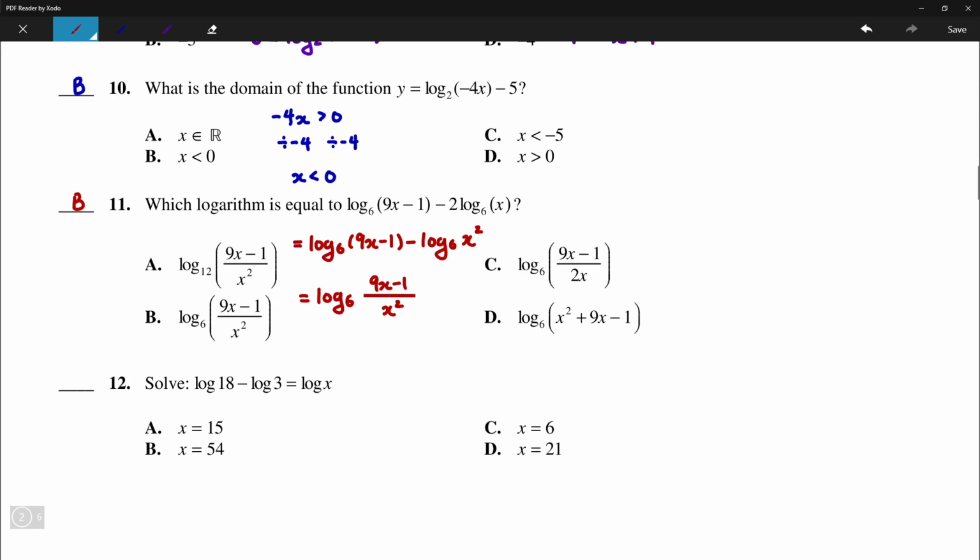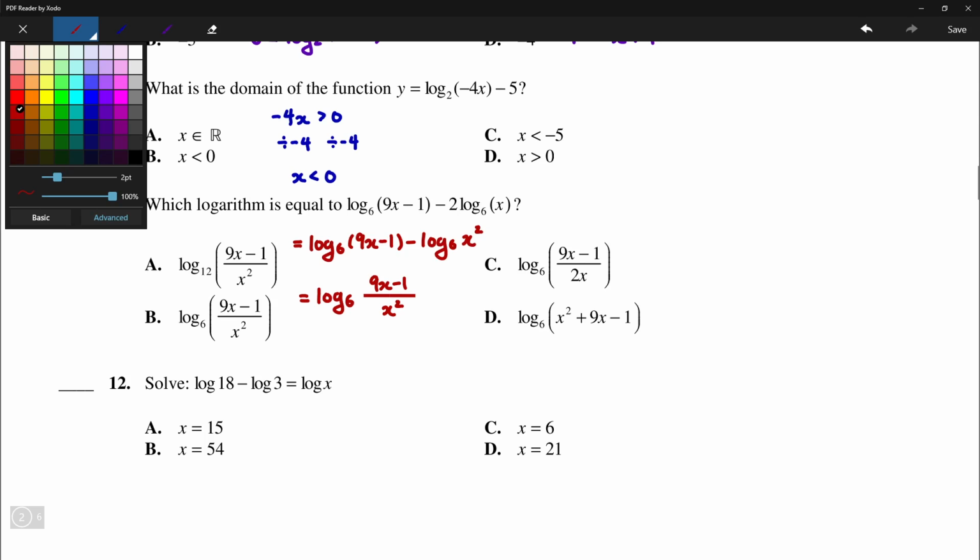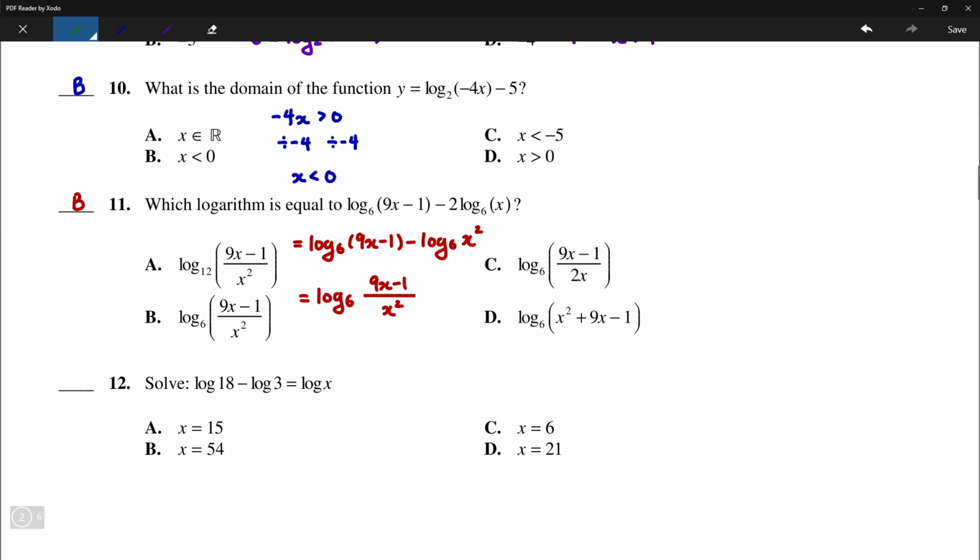Okay, finally, for the multiple choice, we have number 12. We are to solve for x, so in this case, we simply can divide 18 and 3 using the quotient rule for logarithms. So on the left-hand side, we have log 6. On the right-hand side, we have log x. And therefore, x is equal to 6. And we have the answer C.